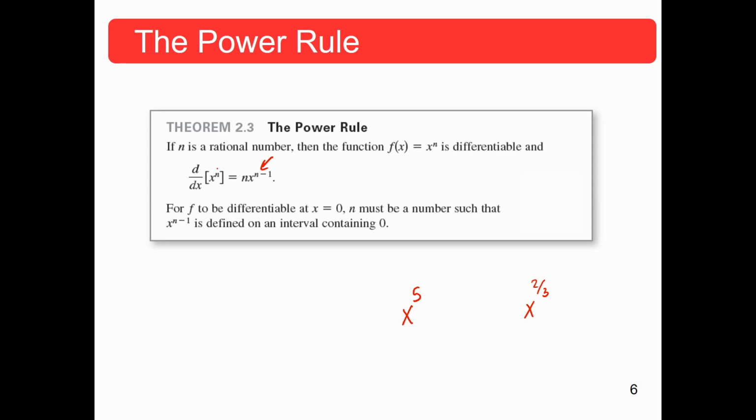Now, x to the fifth, what this means is we're just going to take the exponent, bring it out front, and decrease the exponent by 1. So bring the 5 out front, so we have 5, then decrease the 5 by 1, and we have 5x to the fourth. There's the derivative. Here, we're going to bring the 2/3 out front, so we've got 2/3 x. We're going to subtract 1, so 2/3 minus 1, which is 2/3 minus 3/3, is negative 1/3, which will give us 2 over 3x to the 1/3.